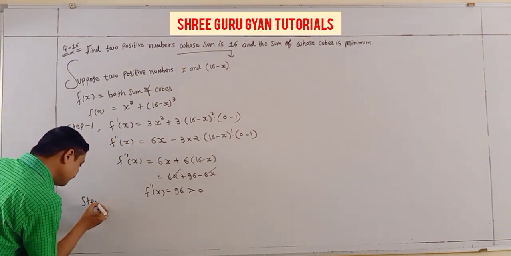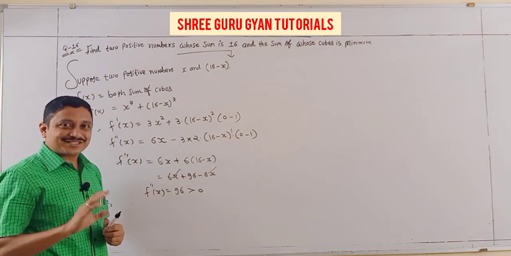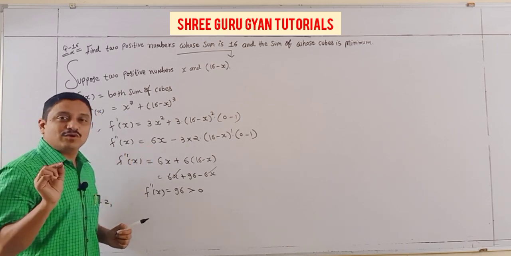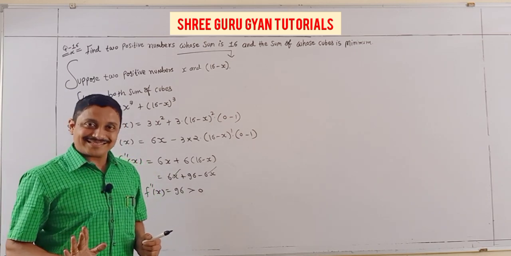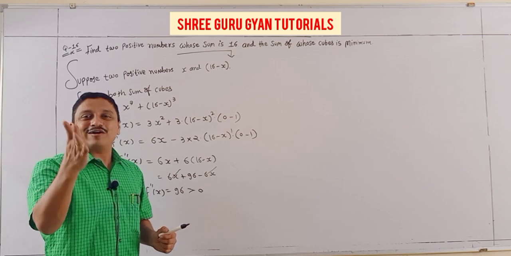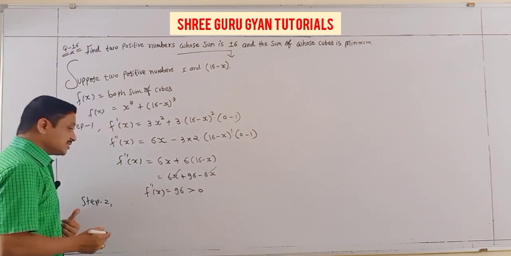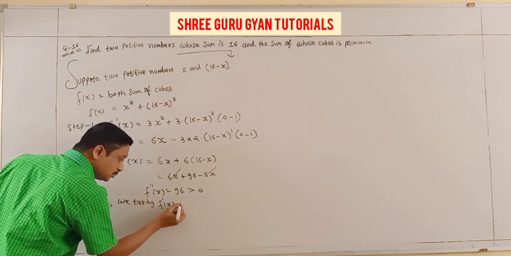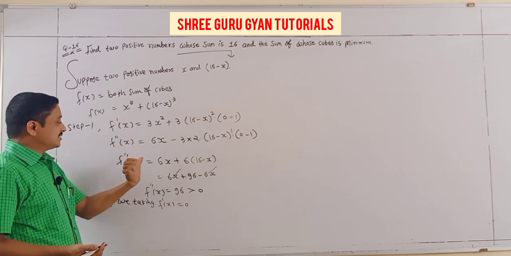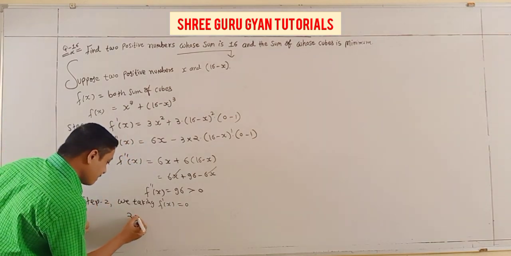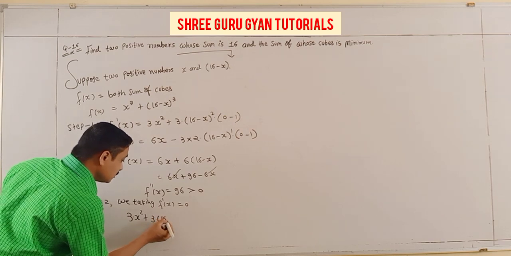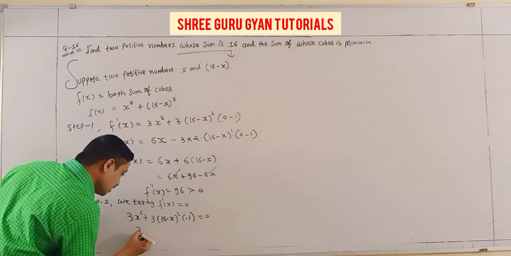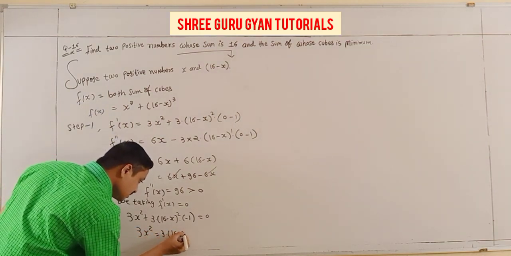Now step 2. Students, I hope you understood step 1 to step 4, all steps. Find maximum and minimum. But here don't write down global and local in word problems. Yes, it is only for word problems. So direct for minimum and maximum. Here students, step 2: we take f dash x equal to 0. What is your f dash x? This one. So 3x squared minus 3 with (16 minus x) the whole square is equal to 0. So 3x squared is equal to 3 times (16 minus x) the whole square.